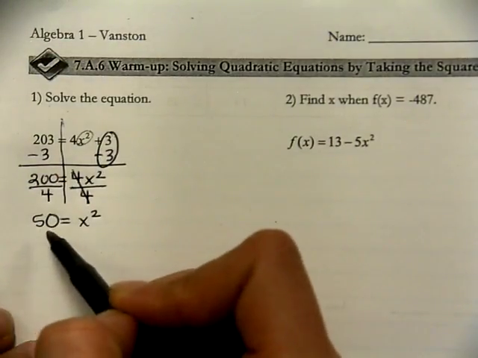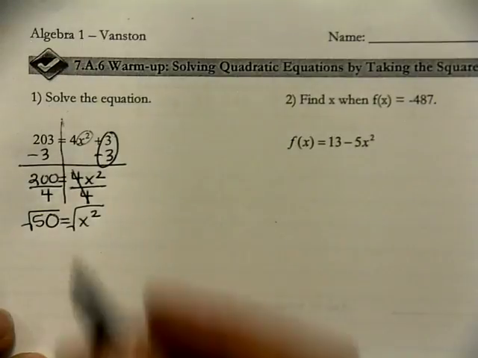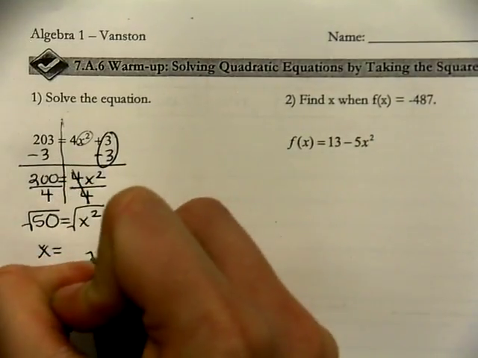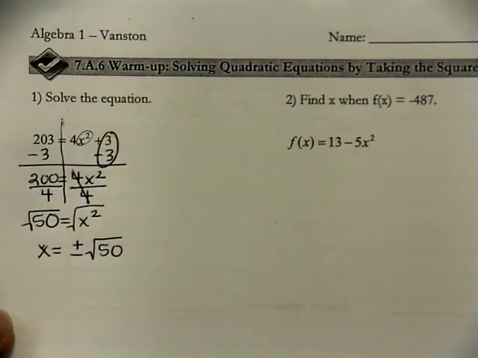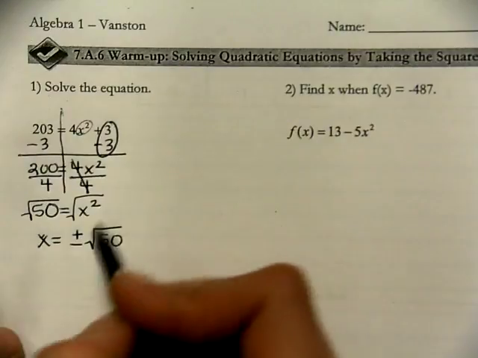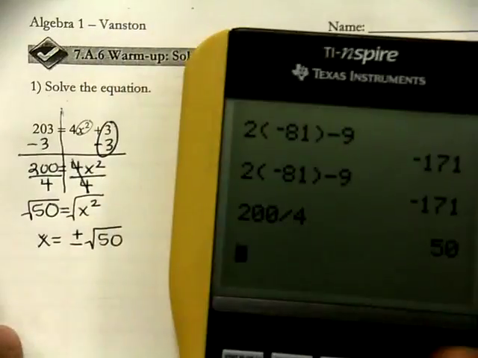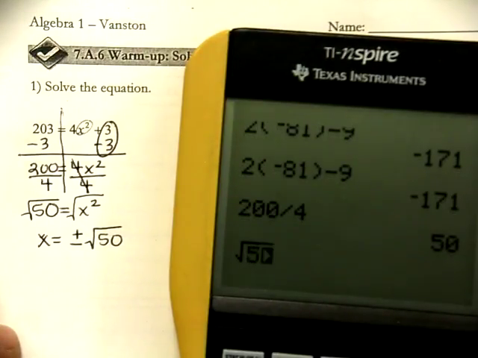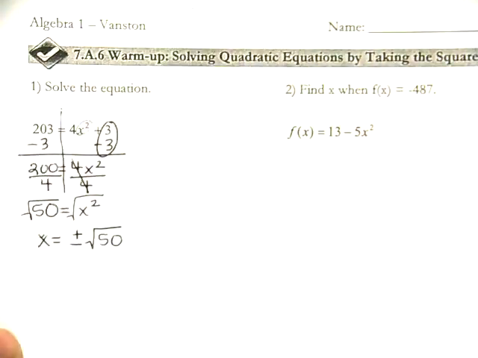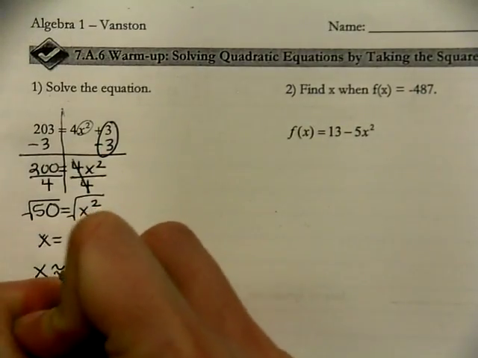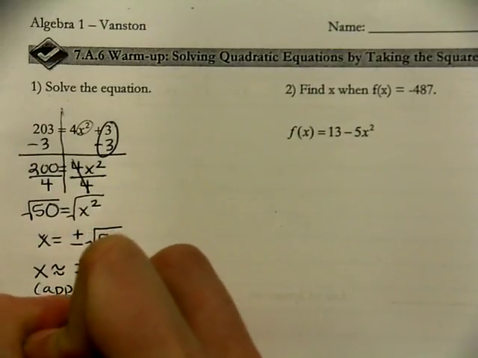Well, when I look at this, 50 is not a perfect square. So if I take the square root of both sides, I'm going to have an irrational answer as my solution. We're going to get x is equal to the square root of 50 or the negative square root of 50, because it could be the positive or negative root. On your quiz, you want to make sure that you are writing your answers in simplified radical form. The decimal approximation, if I type in square root of 50, is approximately 7.07. So x is approximately plus or minus 7.07. Again, this is the approximate answer.